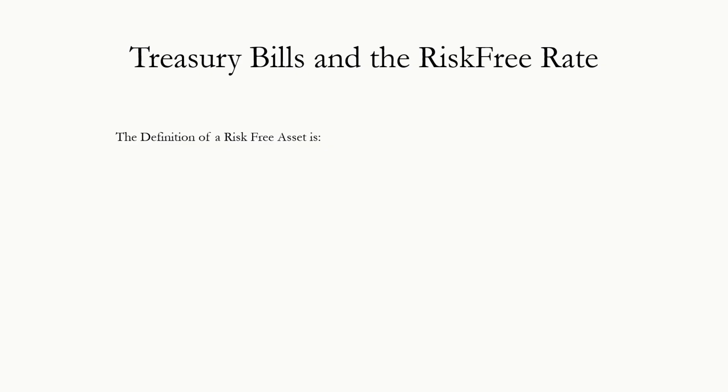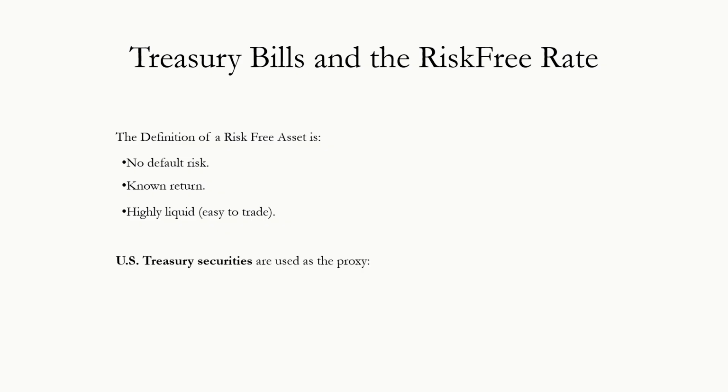So I'm now going to be talking about Treasury bills and how that relates to our risk-free rate. So the definition of a risk-free asset: 1, it has no default risk. 2, it has a known return, right? And 3, it's highly liquid and easy to trade. And that is all characteristic of a Treasury bill. So US Treasury securities can be used as the proxy. And then the US government is considered virtually default free, backed by taxation power and dollar printing. So the Federal Reserve could print as much money as they want, right? Technically, the US government cannot go into default.